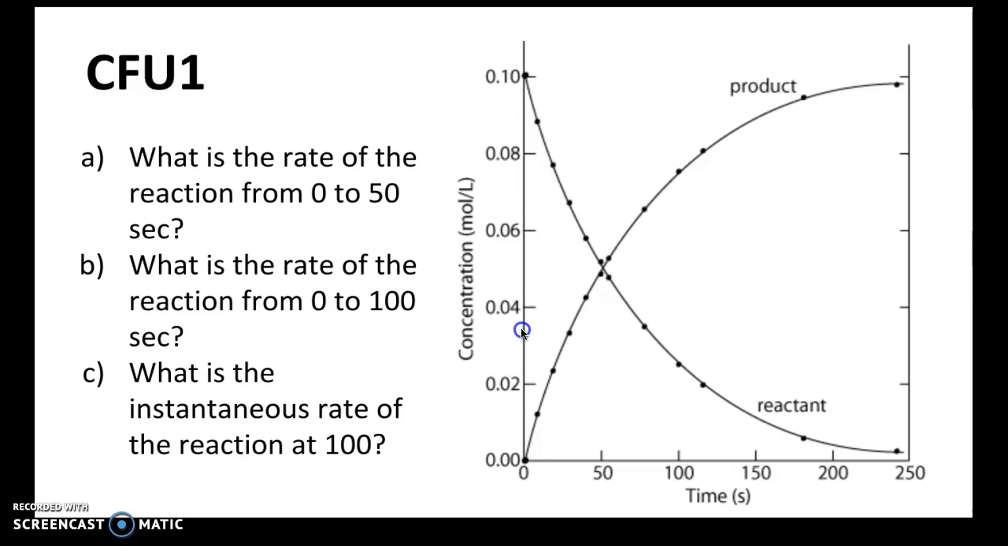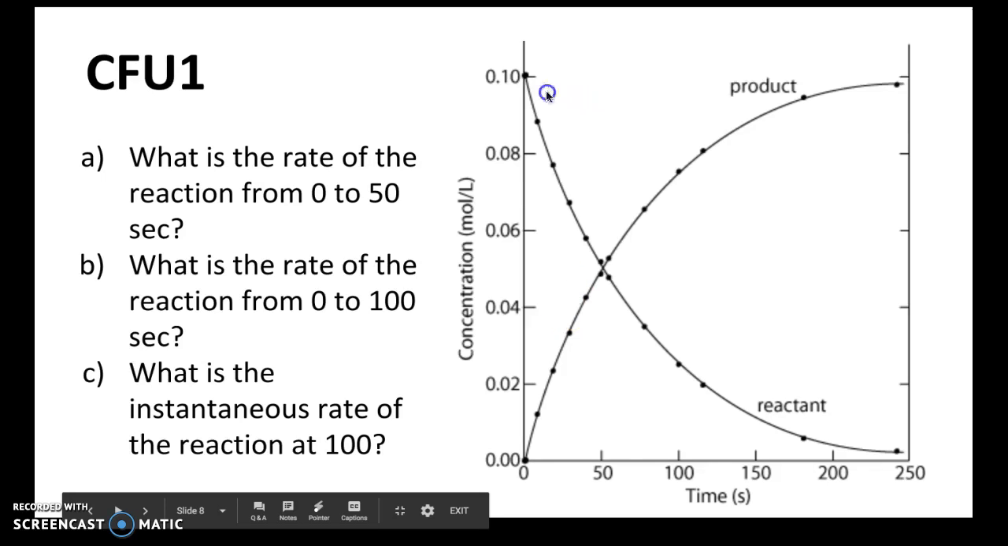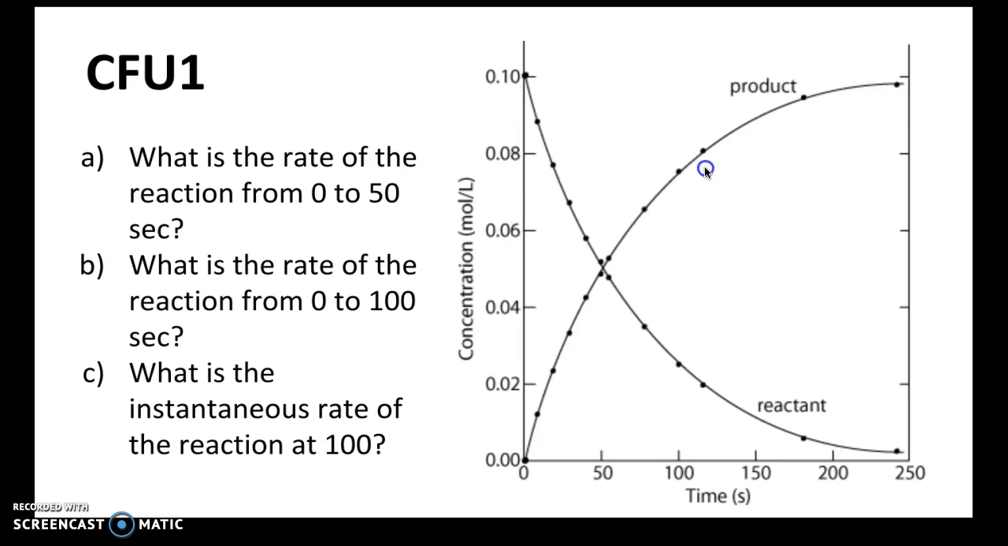All right, let's try the CFU. You're asked to find the rates of the reaction from 0 to 50, from 0 to 100, and then also instantaneous at 100. And there are two plots given here, one for the reactant, one for the product. You can choose which one you want to focus on.